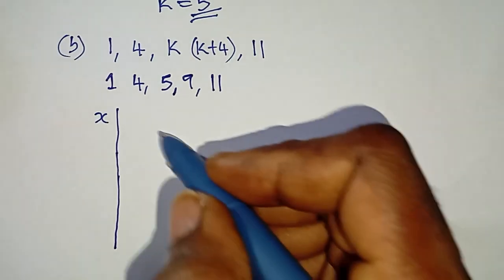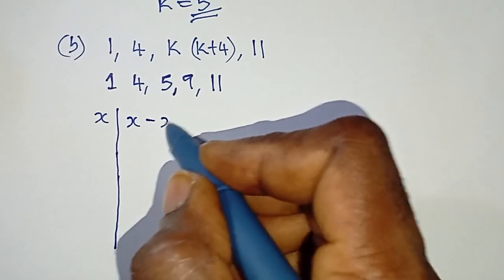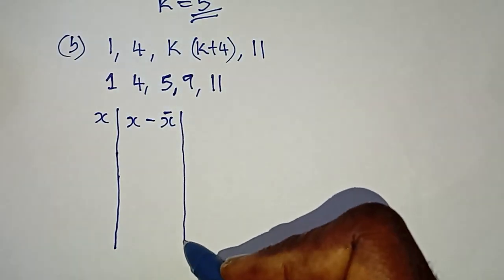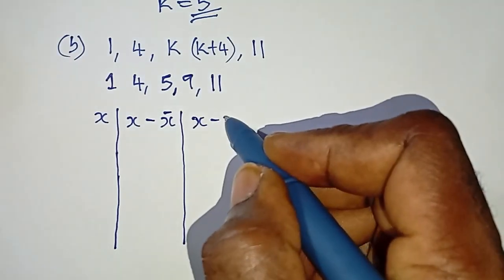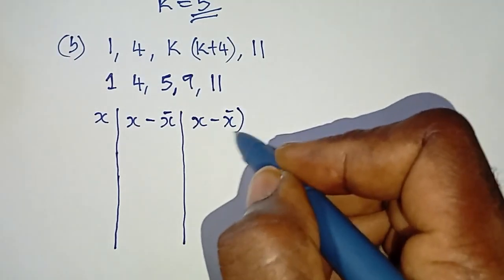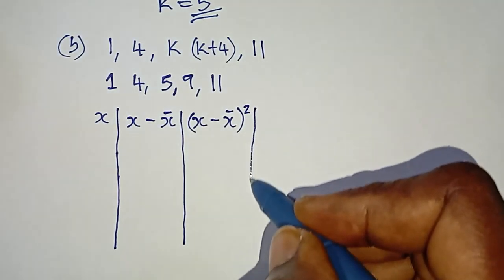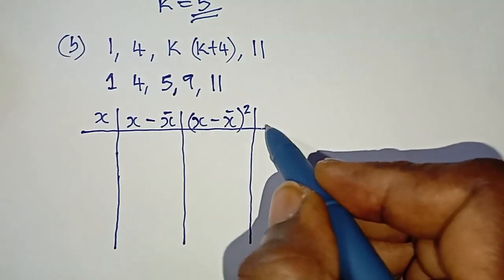And then I'm going to find x minus the mean, and then I rule a line. I'm going to find x minus the mean all squared, and then I rule a line, and then we have that.